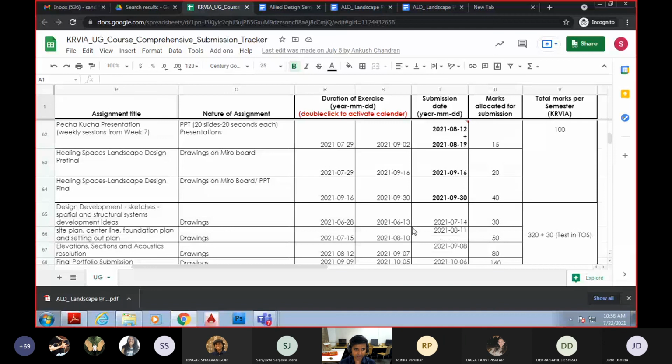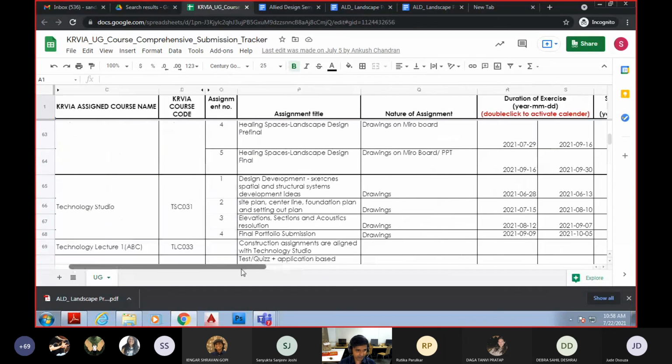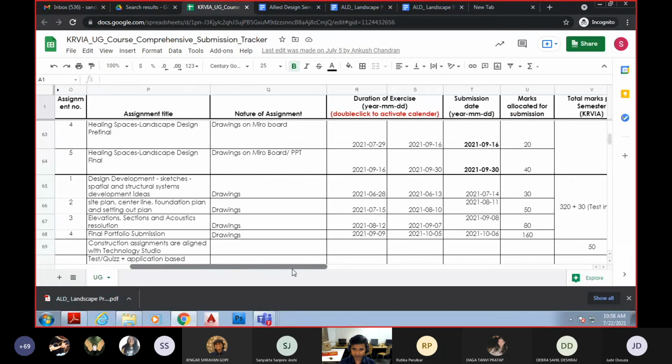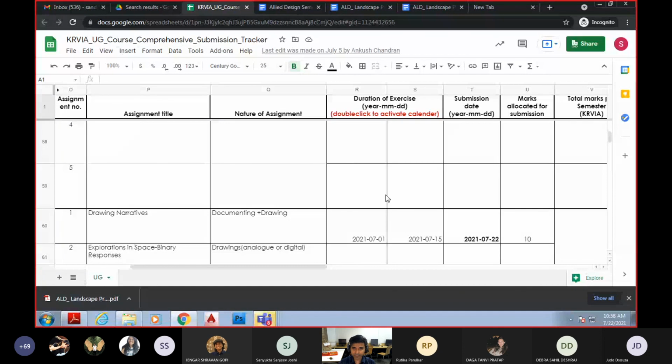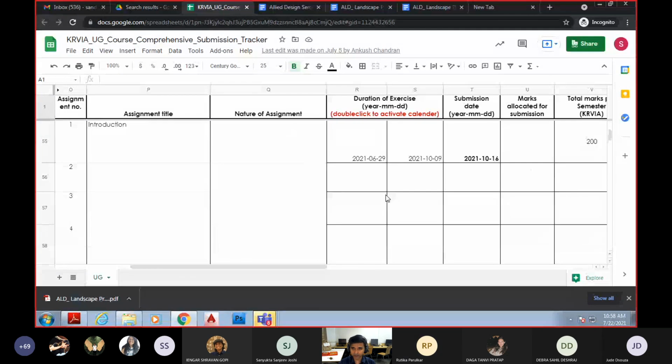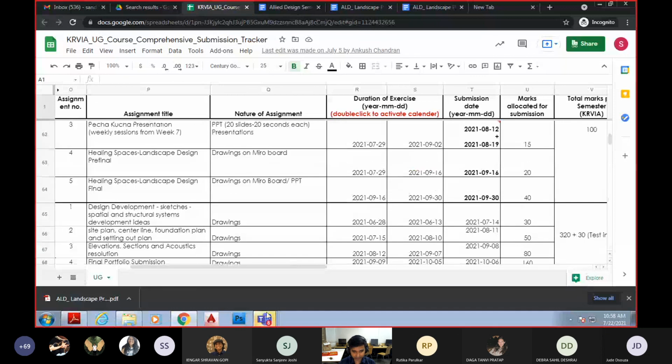There are other things, and this is your IDS. Yeah, Technology Studio. Here are your Technology Studio dates. This is the comprehensive submission tracker for all the years together. I don't think there is any other document that is valid. If there is any document that is valid, this is the only one.